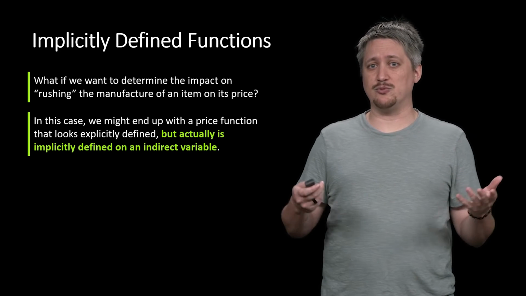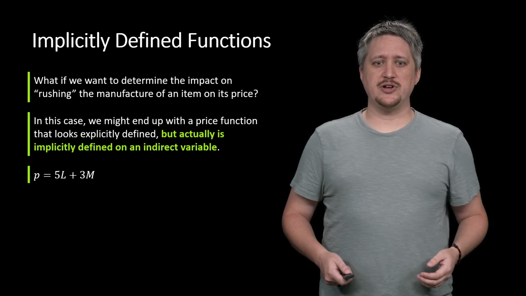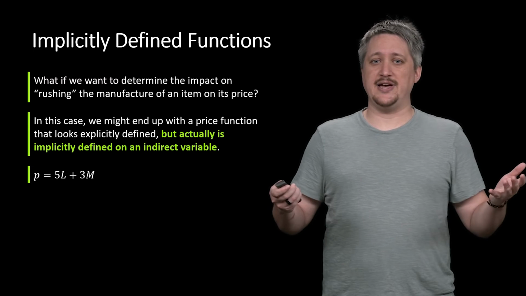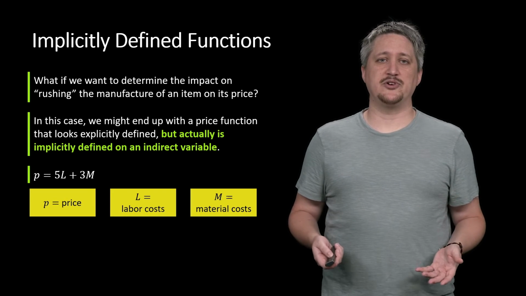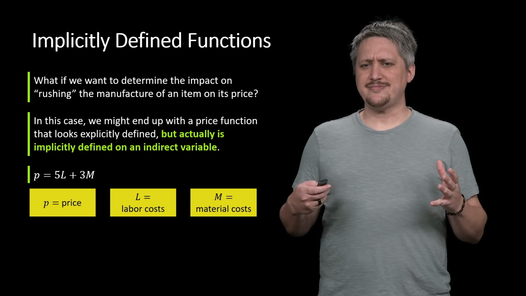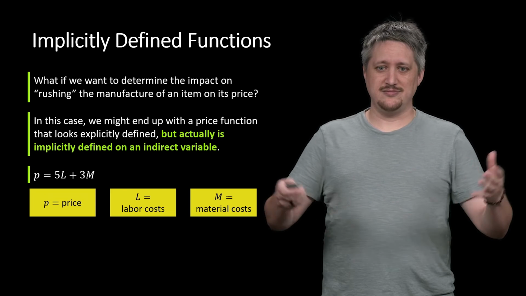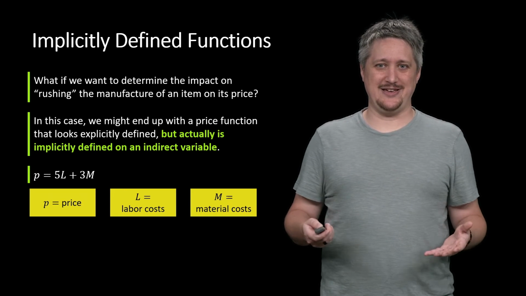So in this case, we're talking about rushing. There's this underlying idea of time. So for example, we could end up with something that looks like this. We have P equals 5L plus 3M, where P is price, L is labor, and M is material cost. Now, the thing is that labor cost isn't just 5. Labor cost is a complicated thing all on its own.